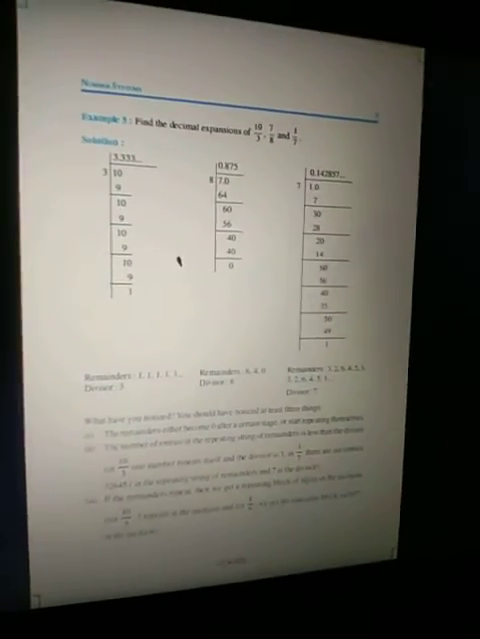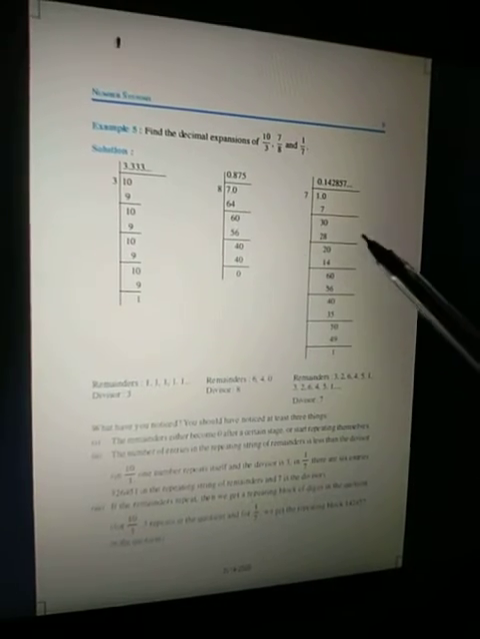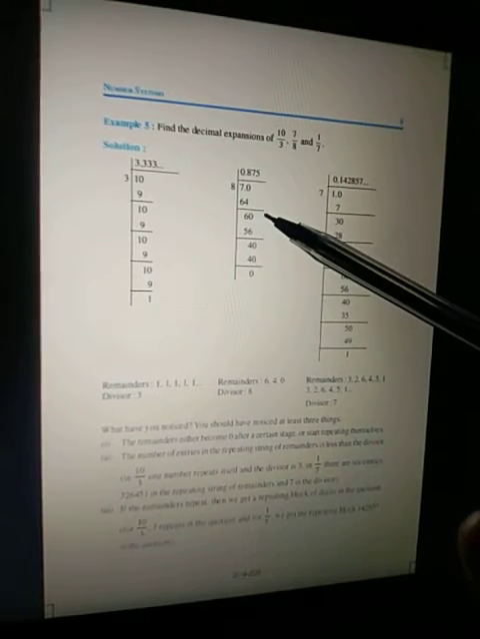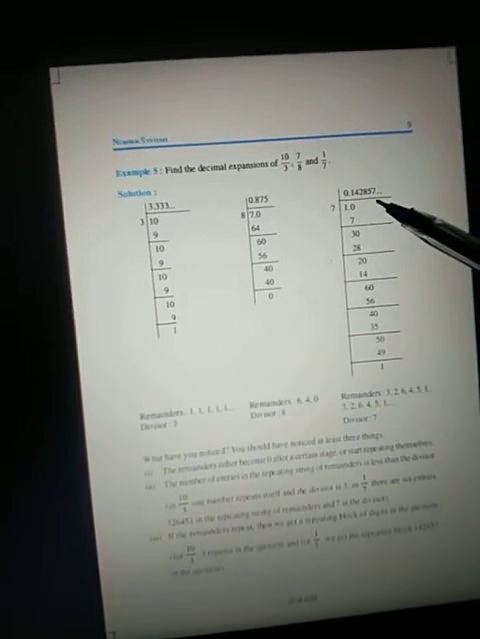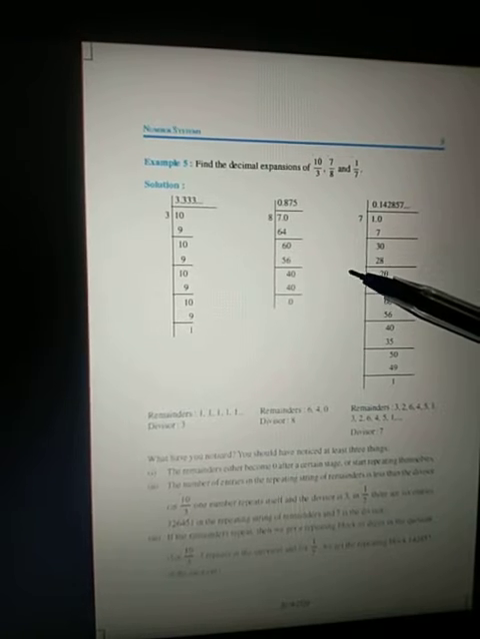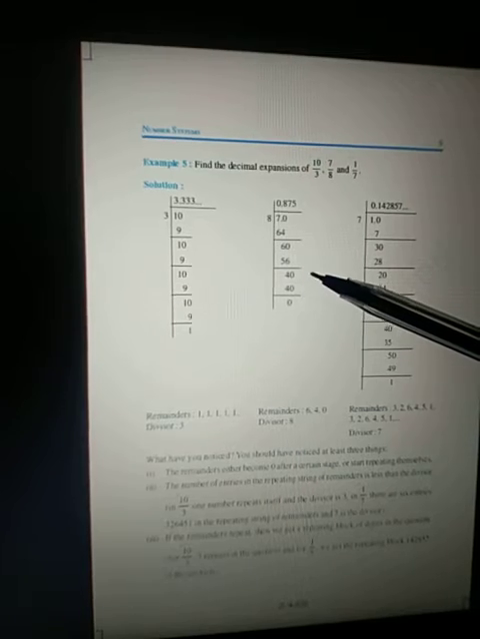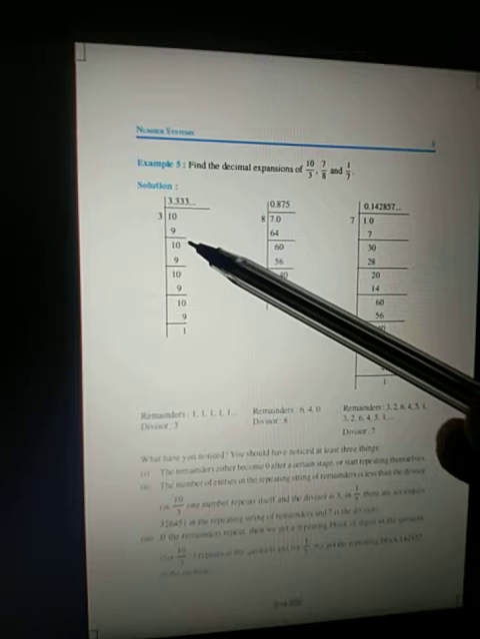We are going to divide 10 by 3. Here come the values. Same for 7.0 by 8, and 1 by 7 as well. Here you can see that the remainders are 1, 1, 1 and 1. But here the remainders are 6, 4 and at last it becomes 0. In this case also, at last it comes 1. The remainders either become 0 after a certain stage or start repeating themselves. You can see that here. The numbers of entries in the repeating strings of remainders are continuous ones.